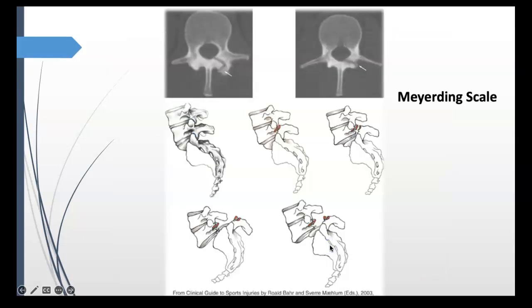Another way to look at this, if you're actually going to be a physician or physician assistant, is with something called the Meyerding scale, which essentially just breaks down the slip or the displacement into percents of the slip. So a grade 1 would be that 25% of the vertebral body has slipped forward. Grade 2 would be 50% of the vertebral body has slipped forward. A grade 3 would be 75%, and then you would have 100% disruption and 100% of the body has slipped forward. You can also have a grade 5, which is where the vertebral body has completely fallen off.